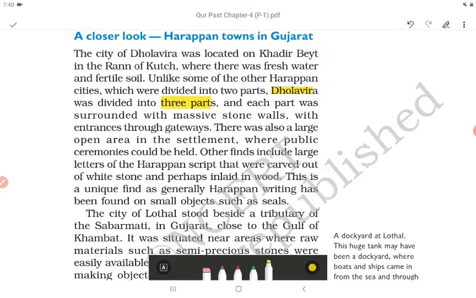There was also a large open area in the settlement where public ceremonies could be held. Other finds include large letters of the Harappan script that were carved out of white stone and perhaps inlaid in wood. This is a unique find, as generally Harappan writing has been found on small objects such as seals.